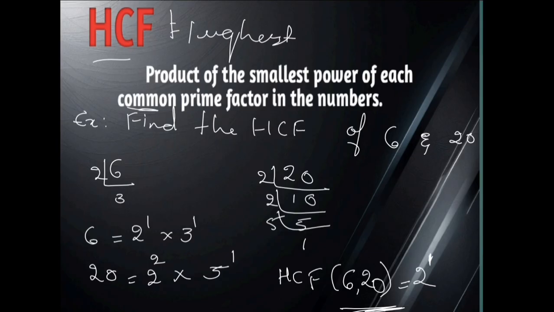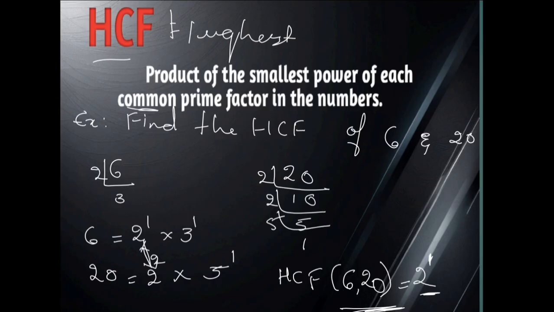The definition of HCF is the product of the smallest power of each common prime factor in the numbers. In the numbers 6 and 20, when we factorize, we get a product of prime numbers, right? The number 6 has prime factors, and the number 20 also has prime factors. The HCF says we take the common prime factor. In these two numbers, we have a common factor 2. So that number we have to write.